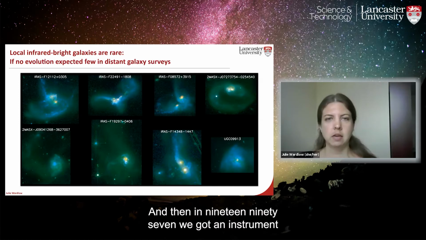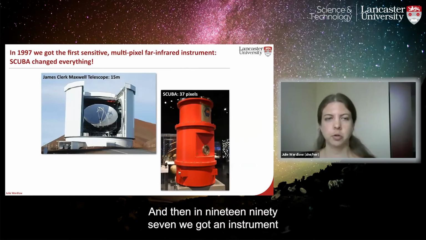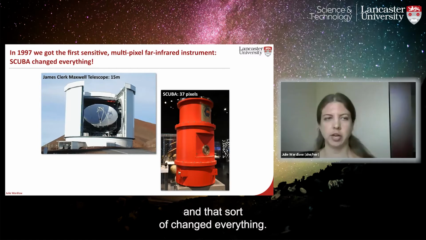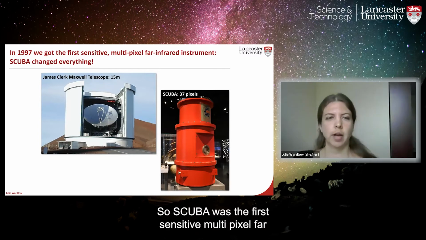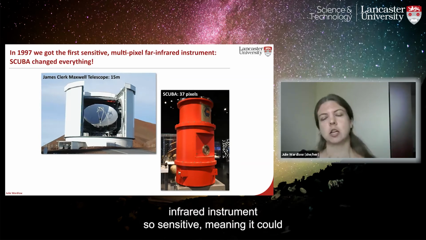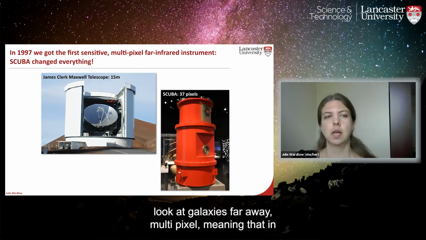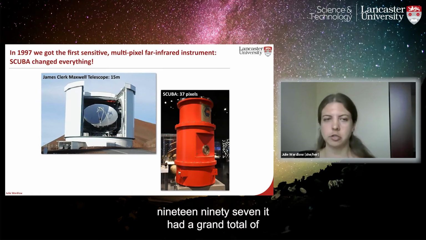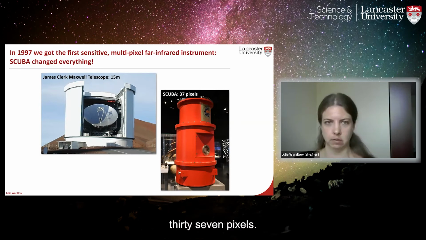And then in 1997, we got an instrument called SCUBA, which went on the James Clerk Maxwell telescope, and that sort of changed everything. So SCUBA was the first sensitive multi-pixel far infrared instrument. So sensitive meaning it could look at galaxies far away. Multi-pixel meaning that in 1997, it had a grand total of 37 pixels.